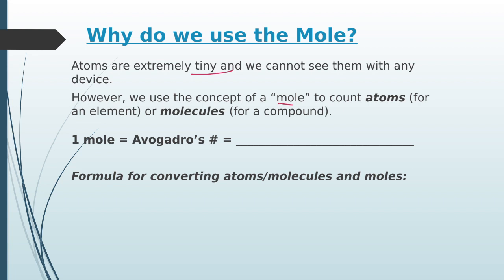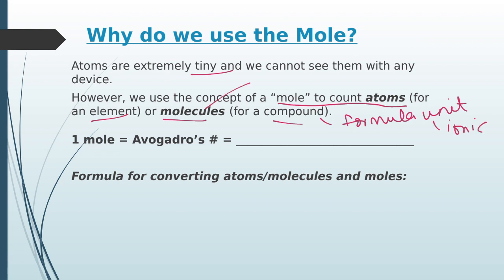So we use the mole to help us count atoms, if we're talking about an element, or molecules, if we're talking about a compound. For compounds, especially ionics, we may also use a term called a formula unit. A formula unit will refer specifically to ionic compounds. Molecules will refer specifically to covalent compounds.